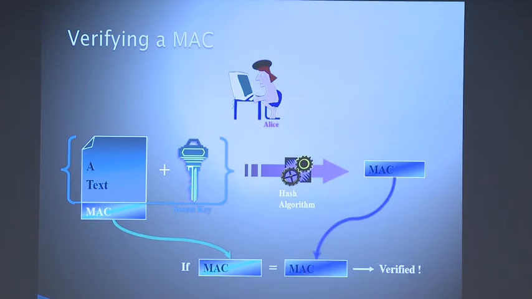What's that? It came from Bob because that's the shared secret on both of them. And the second thing? It's not been altered from the time it was sent to the time it was received. So the HMAC is simply saying, let's add that shared secret that we both know about to be able to make sure that this really came from Bob.